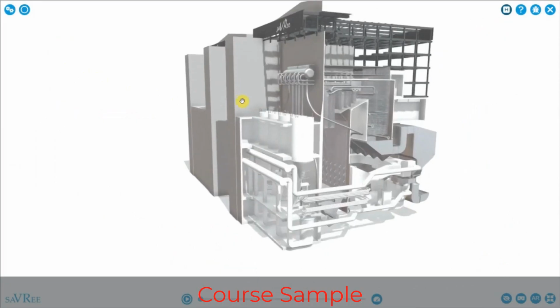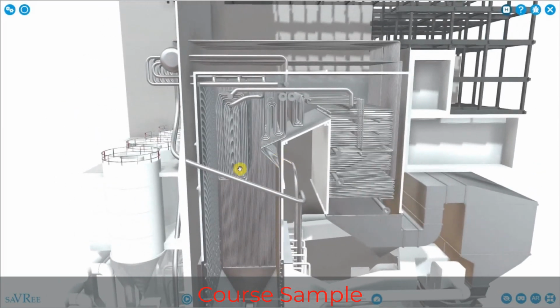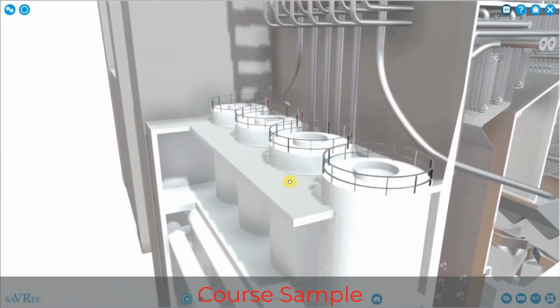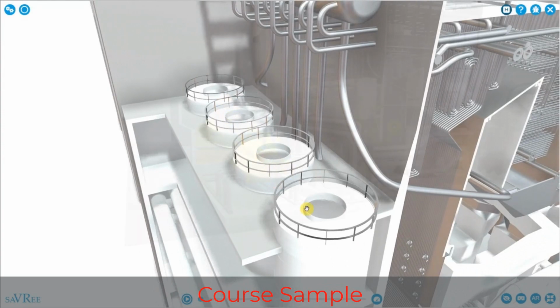What we're looking at now is a water tube boiler, or at least the internal parts of it. We're going to feed coal into our boiler using these silos. There's 1, 2, 3, 4.